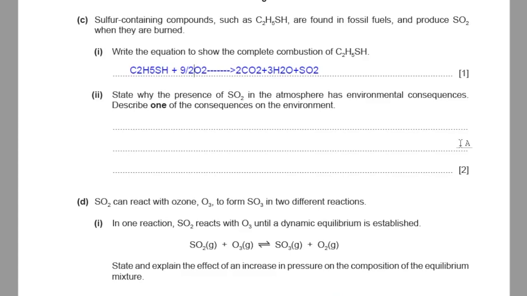Part 2, state why the presence of sulfur dioxide in the atmosphere has environmental consequences. Describe one of the consequences on the environment. Sulfur dioxide can get oxidized to sulfur trioxide, which when it reacts with water forms H2SO4, and that causes acid rain. So the presence of sulfur dioxide can pose a really serious threat to limestone buildings, because acid rain can actually ruin them. This acid rain can also lower the pH of rivers, which then becomes harmful for marine animals.